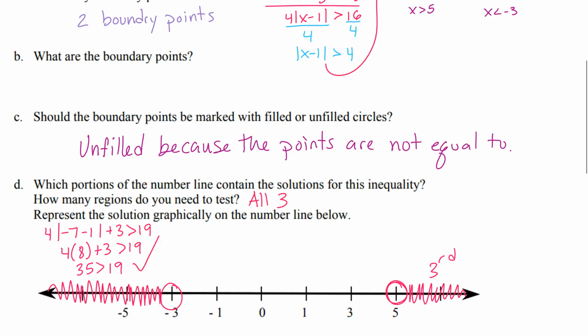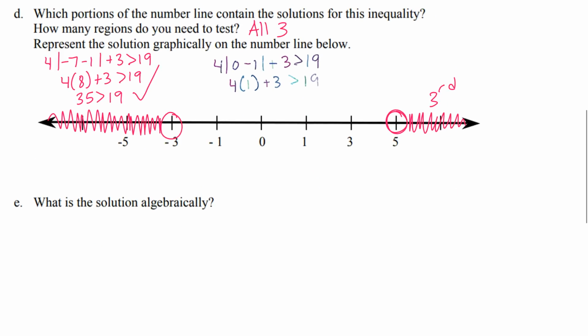Now we check the second region. Pick a number. 0 is most likely the easiest number you're going to come across. So 4, absolute value, 0 minus 1 plus 3. So 0 minus 1 is -1. The absolute value of -1 is 1. 4 times 1 is 4 plus 3 is what? Is 7 greater than 19? No. And we didn't want that to work out. Right? We didn't have it shaded, so we were correct here.